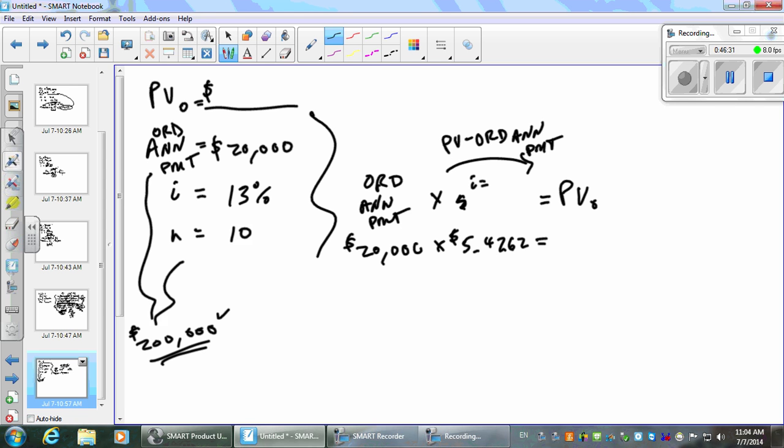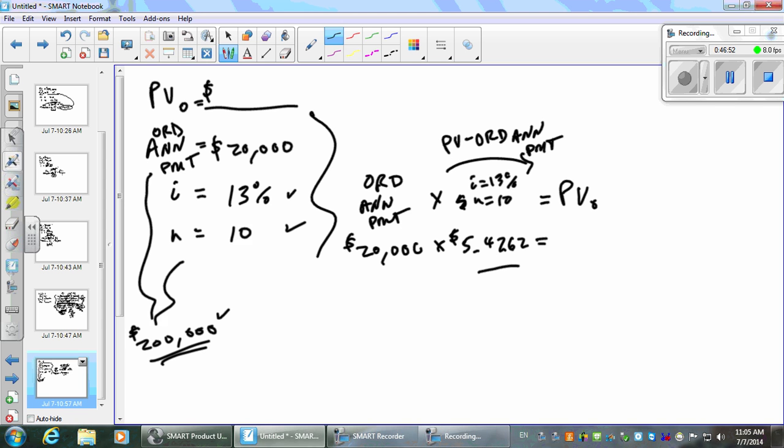Interest rate 13%. Remember what we're doing here. Number of periods 10. So I'm going to go to that table, present value of an ordinary annuity. And I'm going to go to the 13% column, and I'm going to go down to 10 payments, and I got the 5.4262. Can everybody do that? It's not a big deal.